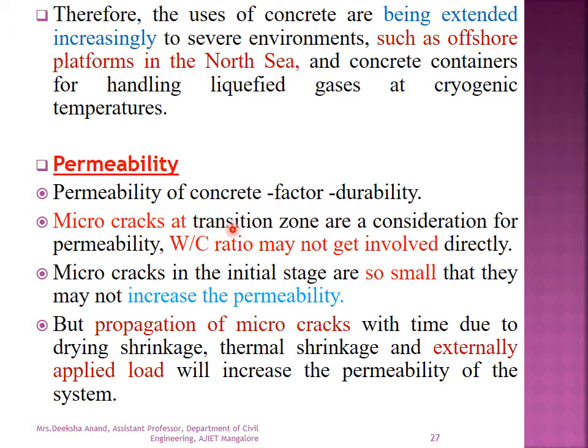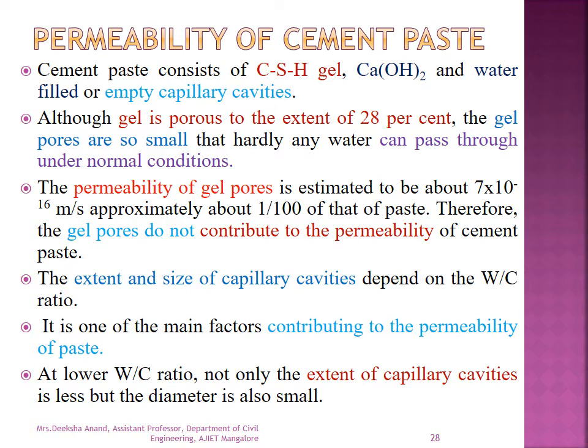Micro cracks at the transition zone are a consideration for permeability. Water cement ratio may not be involved directly. Micro cracks in the initial stage are so small that they may not increase the permeability. But propagation of micro cracks with time due to drying shrinkage, thermal shrinkage, and externally applied load will increase the permeability. So, what do you mean by permeability of the cement paste?